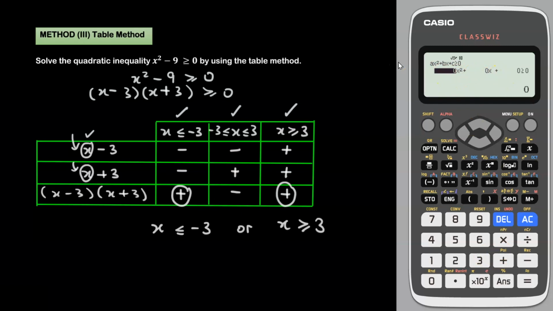From the question, our A is 1. Then B is 0, because there's no middle term, which is x. So press 0, equals, and then negative 9 is your C. So equals. You see here, we get the answer x less than or equals to negative 3. And the second one is 3 less than or equals to x, so we swap them around and get x more than or equals to 3. And this is the answer. This is to double check to make sure that your answer is 100% correct.